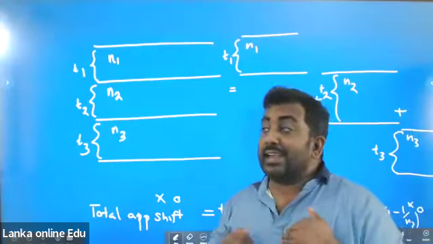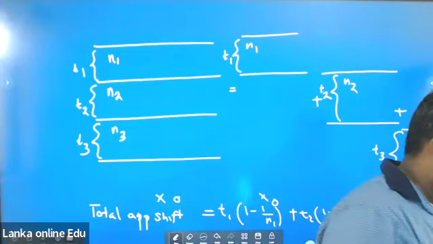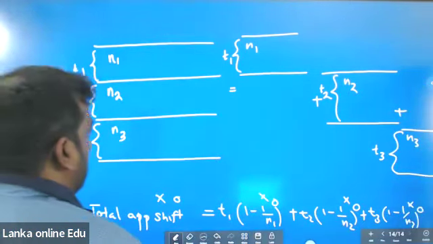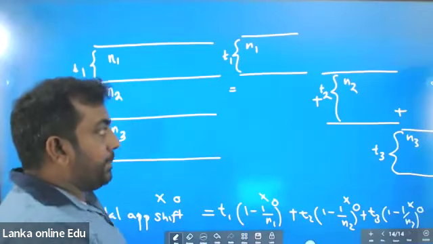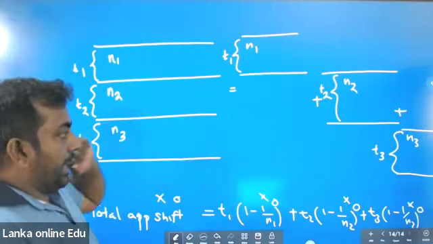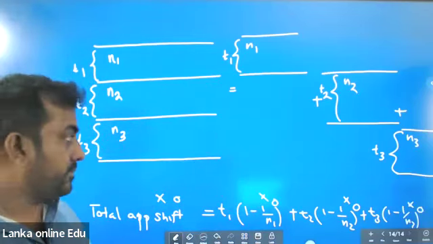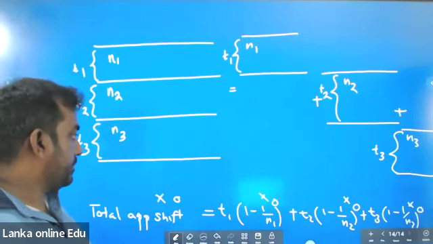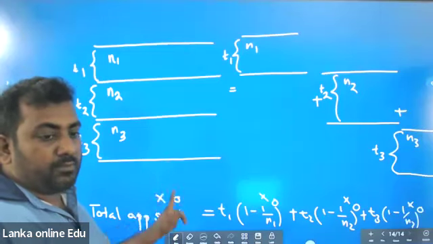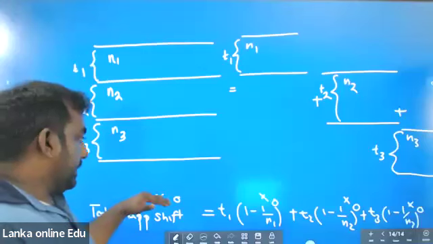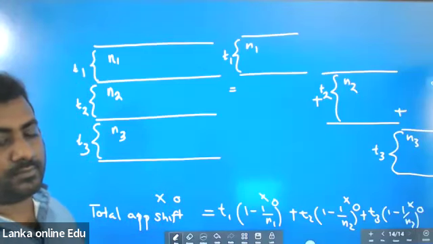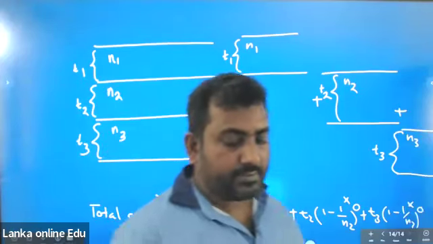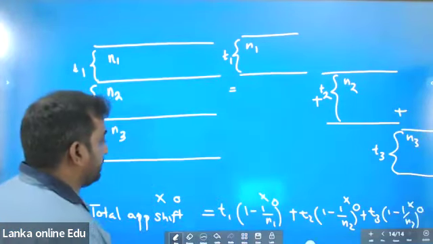We can also show that if there are multiple mediums, the total apparent shift is independent of the distance from the object to each medium.